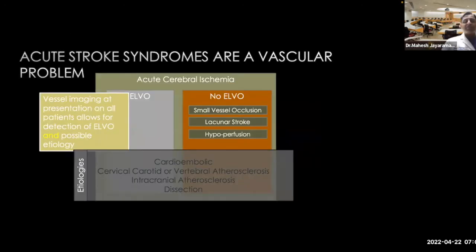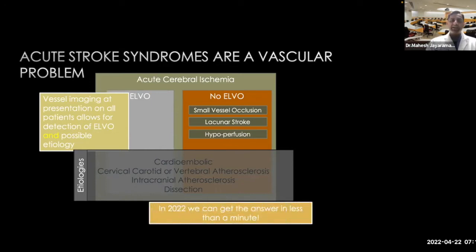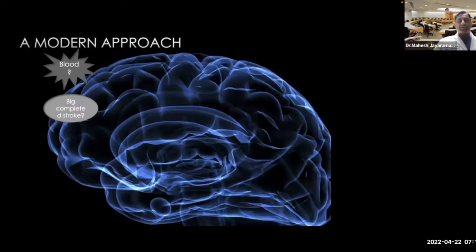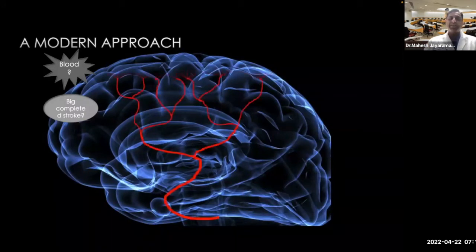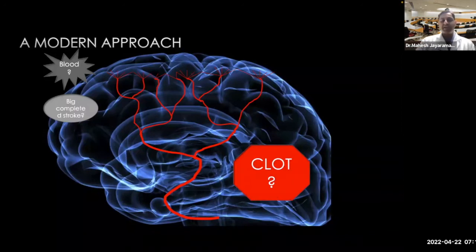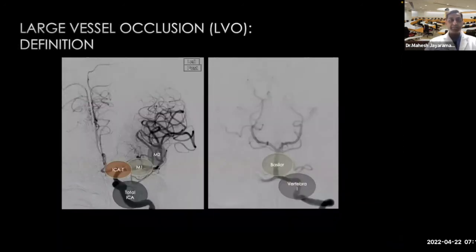And acute stroke syndromes are a vascular problem, and vessel imaging at presentation allows for detection of ELVO and for a possible etiology. And the good news is in 2022, we can get this answer in less than a minute in the scanner. So a modern approach, yes, we have to look for blood. Yes, we have to look for a big completed stroke. But the next thing we need to know about is what is the status of the blood vessels? And the first and most important question we have to answer is there a blood clot? So defining large vessel occlusion.